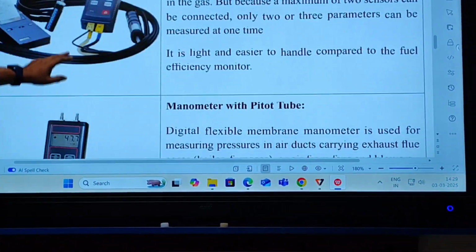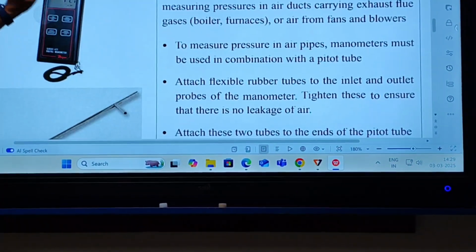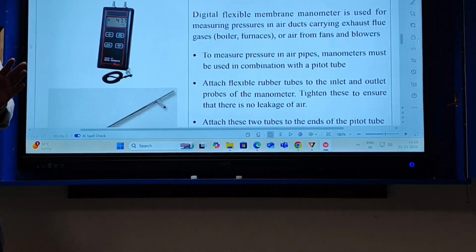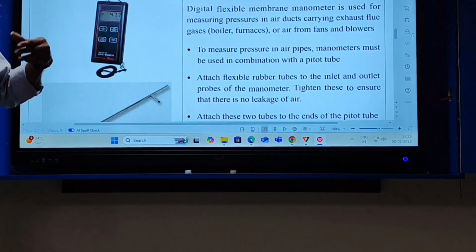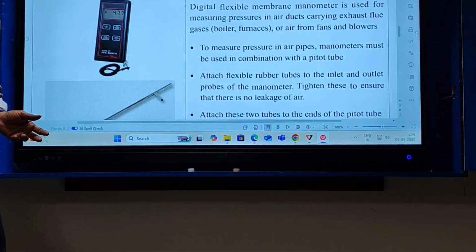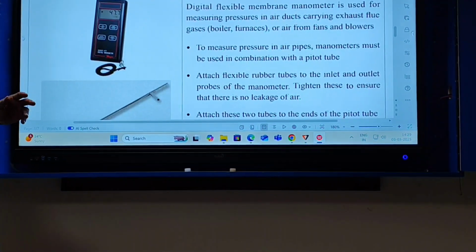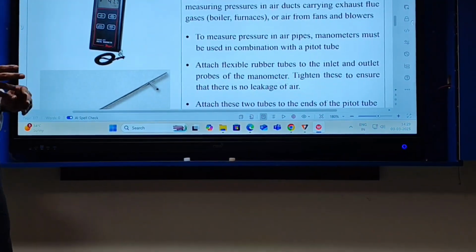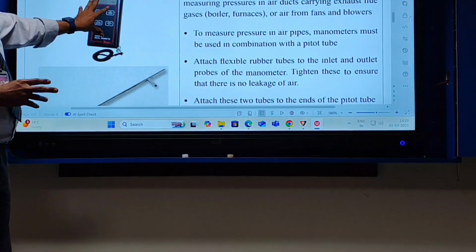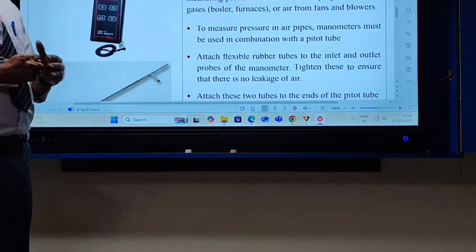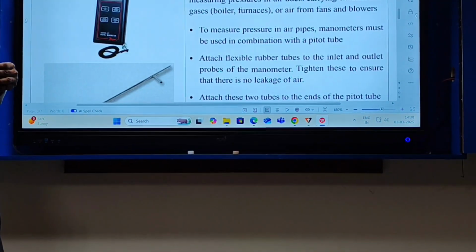Right. Next, what is called a manometer? A manometer is used to find out the pressure in a gas, maybe in the blower or in the combustion chamber or in any compressor. You can find out what the pressure level is. So this is the arrangement of your manometer and the pitot tube. This is called your manometer and this is called your pitot tube. It contains a digital flexible membrane.